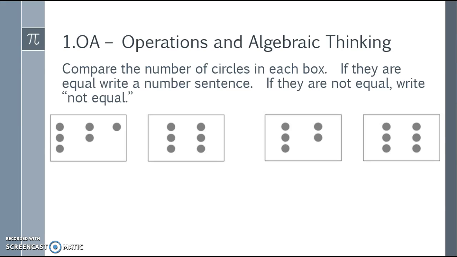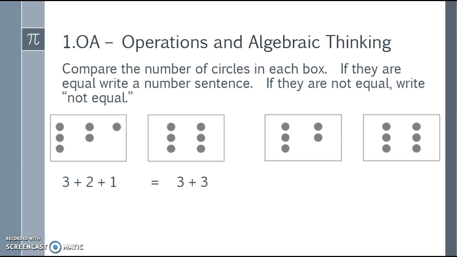So the first set of boxes I see, I have 3 plus 2 plus 1, and the second box I have 3 plus 3. If I were to count them individually, I have 1, 2, 3, 4, 5, 6 in the first box. And on the second box, I have 1, 2, 3, 4, 5, 6. So I see that they are indeed equal to one another.